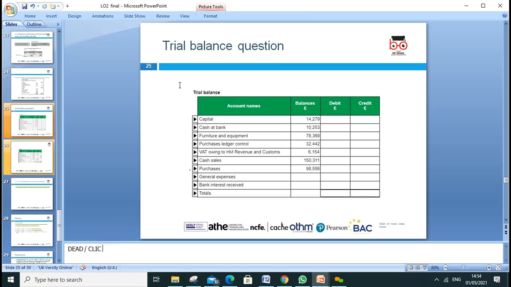Cash at bank, which side? Cash at bank, which side will it be? Anyone? Cash at bank will be at the debit, it is an asset. Furniture and equipment is an asset, debit side. Assets, debit side, yeah. Well then, okay. Purchase ledger control, which side? Credit side. Brilliant. And what is this? It is a liability. Yeah, liability. And VAT owing. What is this? Owing. Credit side, liability. Excellent, great.